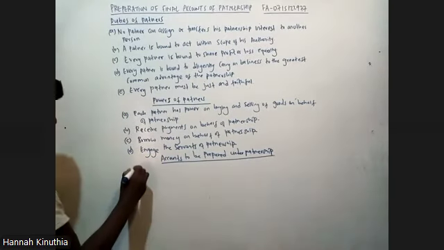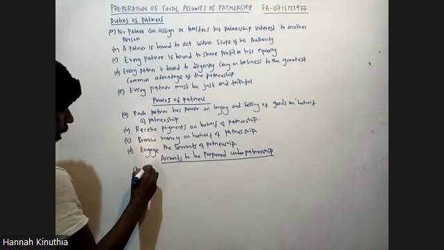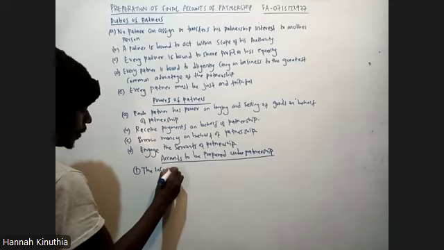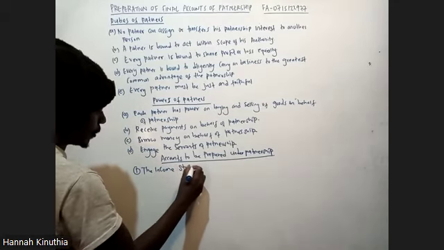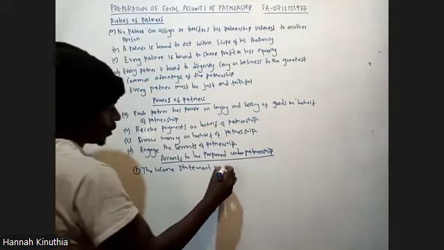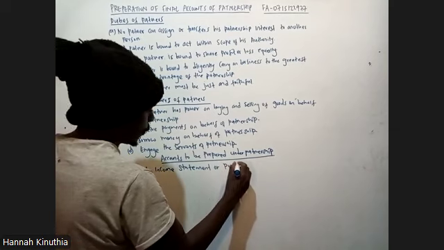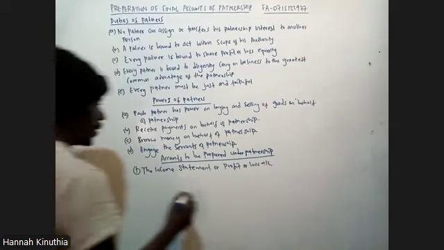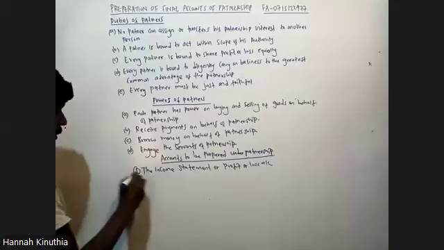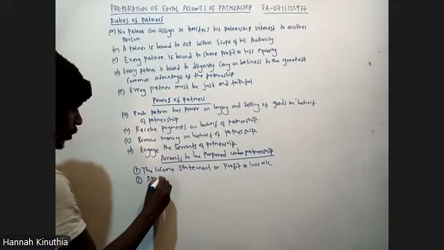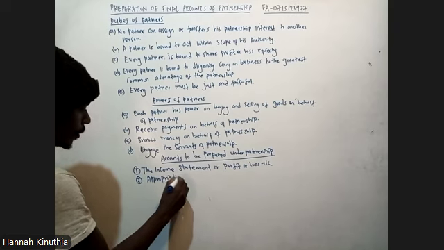Number one, the income statement, or profit and loss account, or the trading profit and loss. Then the appropriation account. This one must be opened.